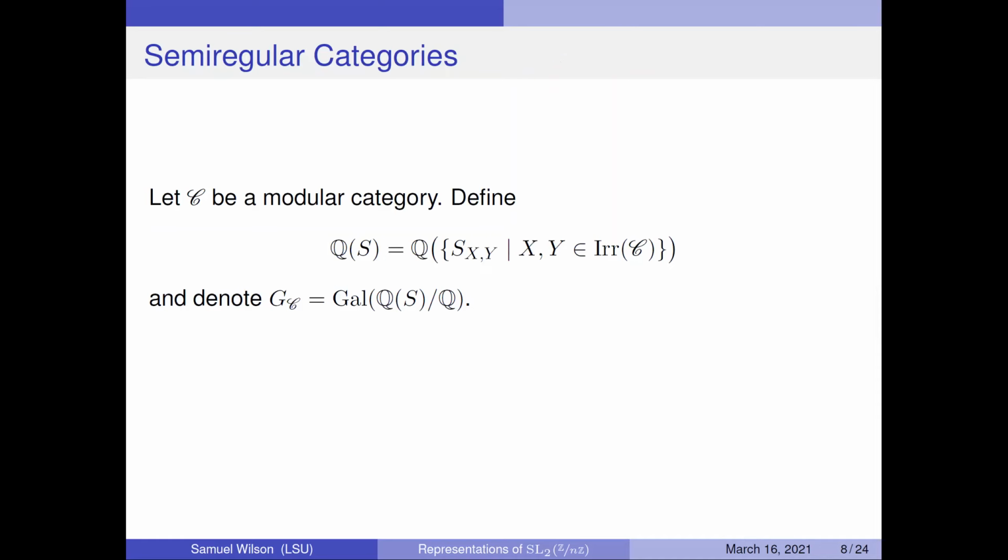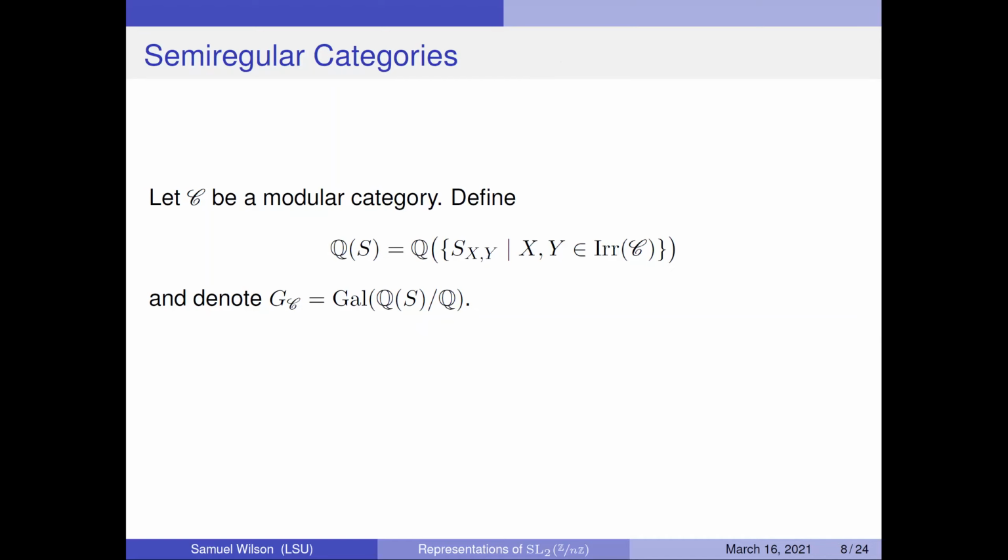So the thing that we in particular were working with here, and the reason why we decided to investigate these representations, is that we're trying to classify the semi-regular categories. So let me define what a semi-regular category is. If I have a modular category, I can define this number field Q adjoin S, which is just Q adjoin all of the elements of its S matrix, okay?